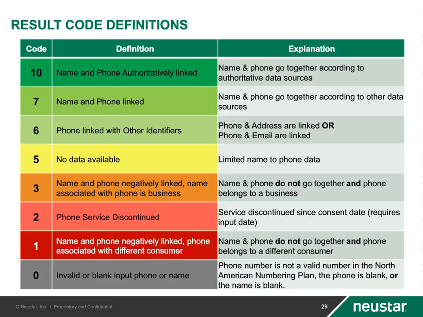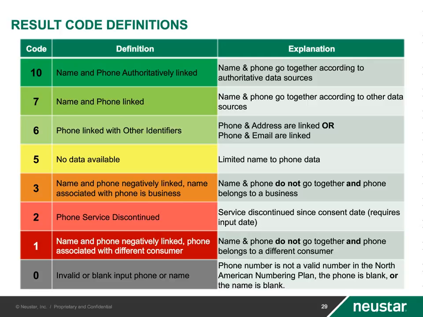Are they authoritative data sources, like carriers or other data providers that have direct relationships associated with that phone number, all the way down to other corroborating data sources? The highest scoring code is a 10, where the authoritative data sources are verifying that that name and phone number go together, all the way down to category 1, which is that red section at the bottom, where we say the name and phone number are authoritatively mismatched. Furthermore, it's a consumer phone number, so that means that the consumer name on that record does not match the one that you think it should. We also have category 2, which is a very risky one. This is where the phone service has been disconnected since the consent date.